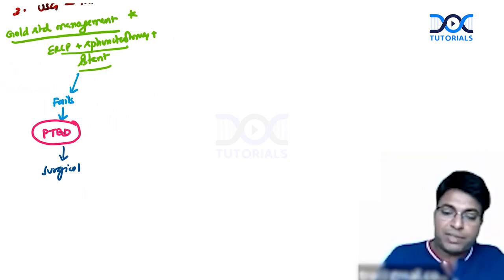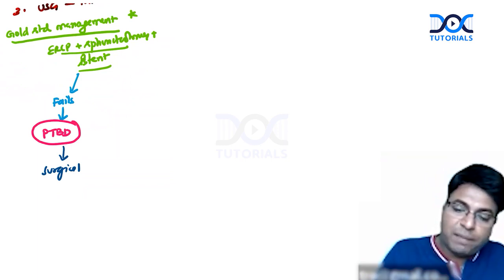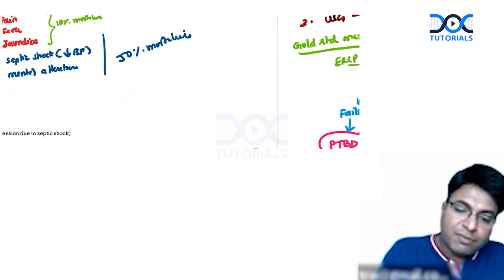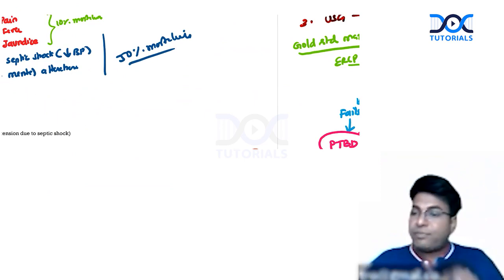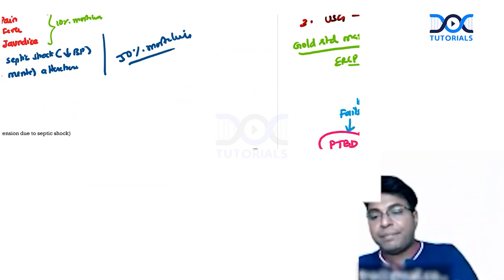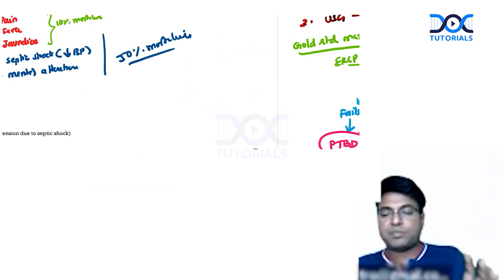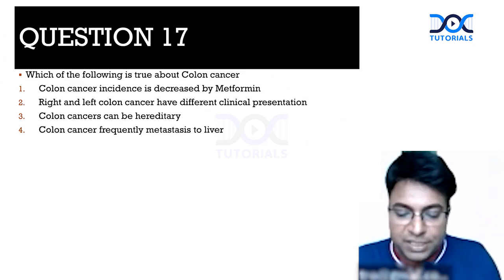Please remember, with Reynolds' pentad, there is 50% mortality. If a patient comes to you with Reynolds' pentad, 50% of the time they will die. Please remember this point. 50% mortality is seen with Reynolds' pentad. Okay.